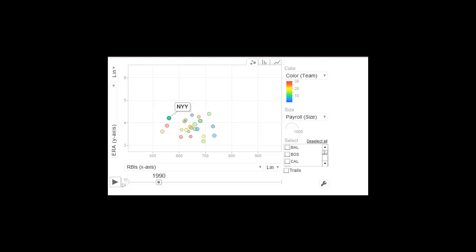From 1991 to 1995, note how the Yankees bubble moves to the right as offensive production improved and again started to grow as payroll grew larger. Again, we see the effect of the 1994 strike.